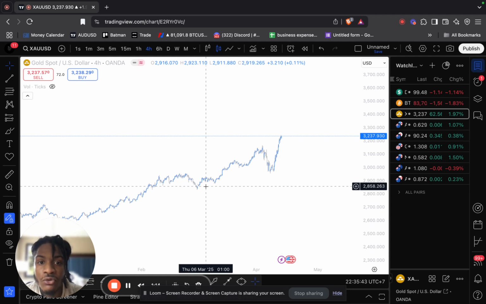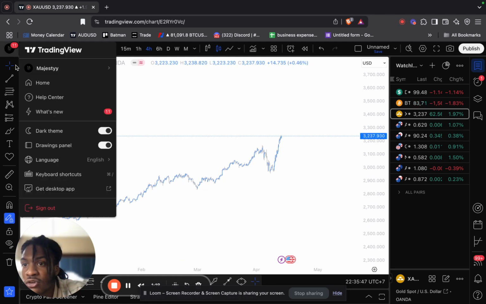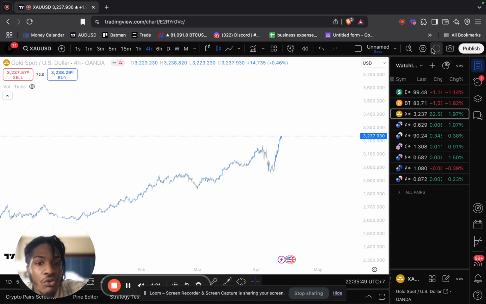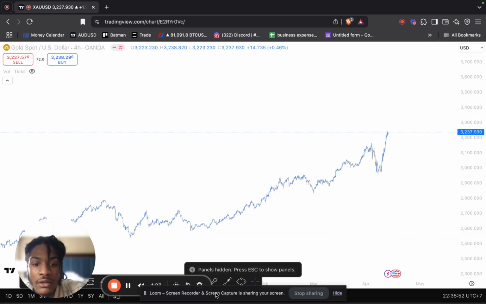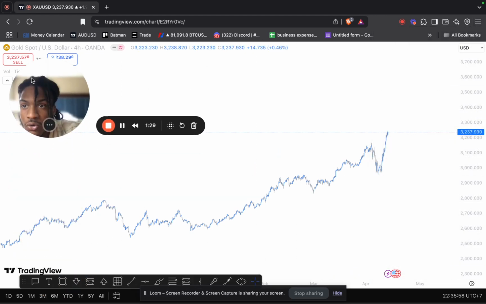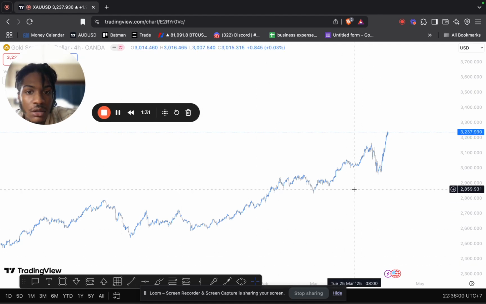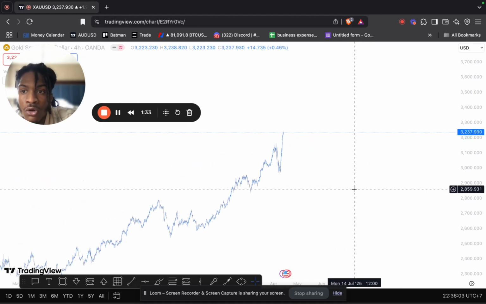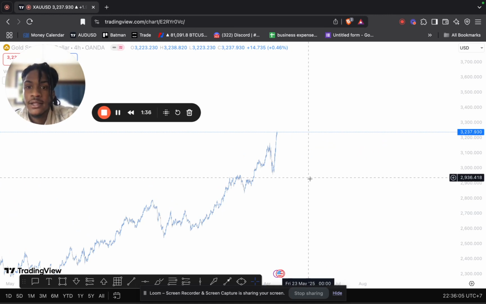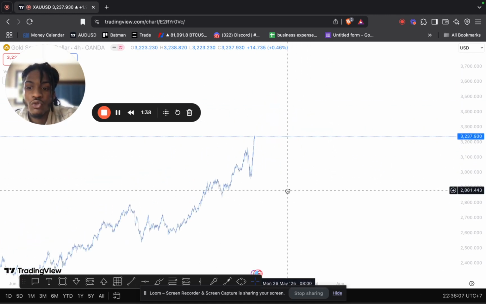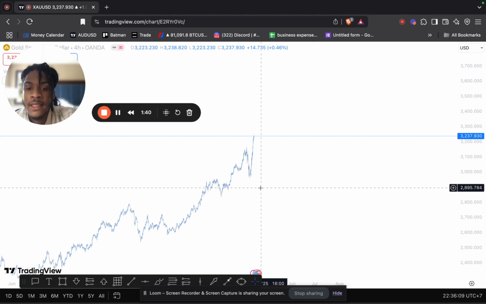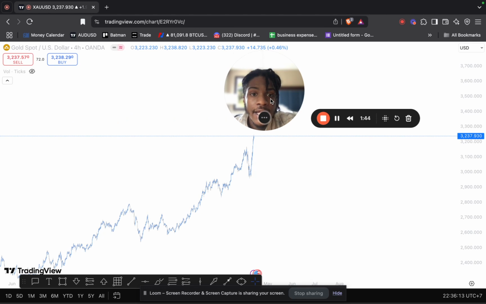So the first thing I want to do is I'm on the 4 hour. I like to start from the 4 hour and make sure my chart is on full screen. Once I do that, I want to zoom all the way out. That's the first thing that I normally do. I normally just zoom all the way out when I'm trading, and it allows me to see the relevant trend that I'm trading.